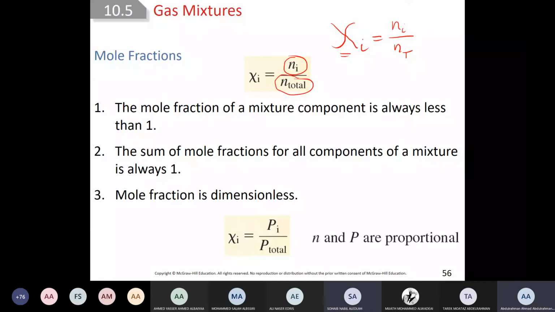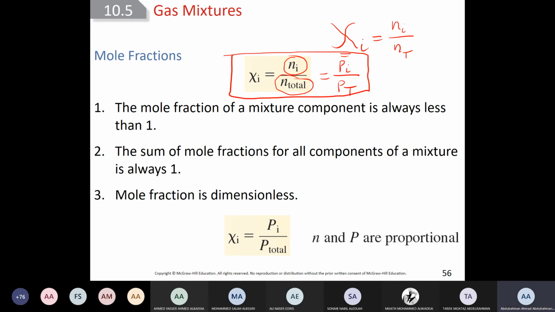From this one, what can we say? That the mole fraction equals what? Ni over N total, or equal to what? Pi over P total. You have to know this law very well. Again, this is Dalton's law. Is this clear?